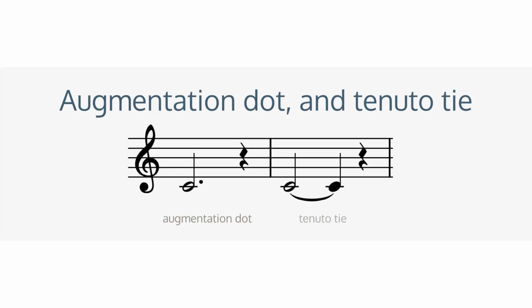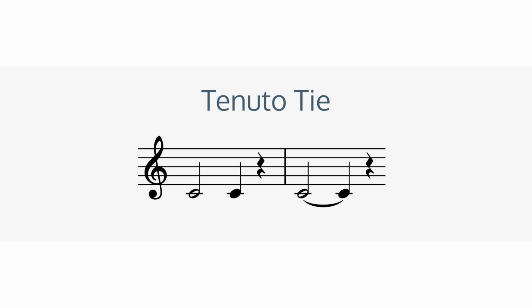Augmentation dots and tenuto ties alter the duration of a note. The dot increases the length of the note by half of the original note. For example, a quarter note with a dot is as long as 1 quarter note and an 8th note. Ties can merge multiple notes on the same pitch.